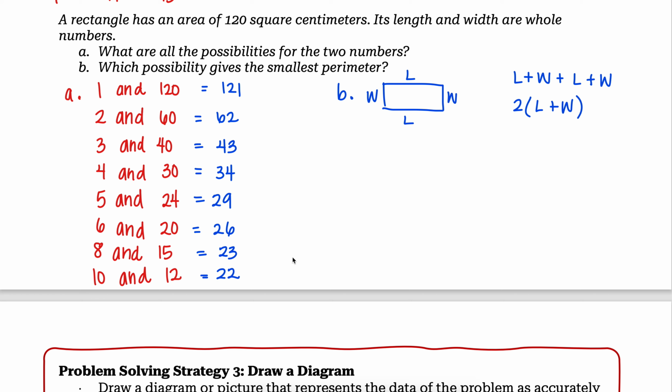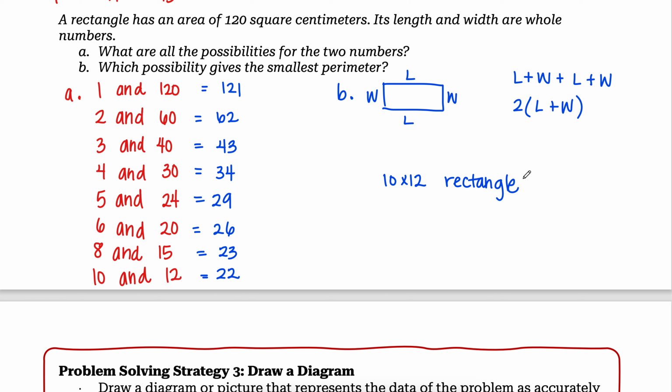So the smallest sum is the rectangle with length and width 10 and 12. Smallest sum means smallest perimeter. So smallest perimeter is going to be from this 10 by 12 rectangle. So there we have our orderly list of all the possibilities for length and width from the area. And then again, we're able to use those to find our smallest perimeter.